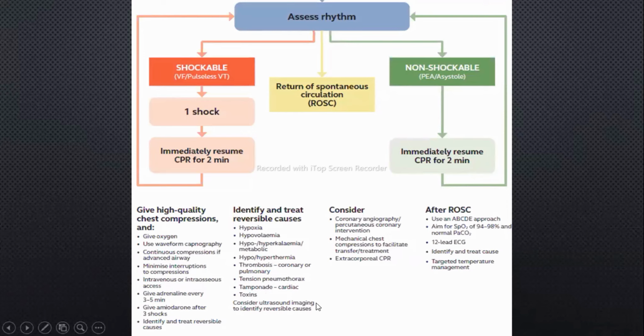Consider ultrasound imaging to identify reversible cause. Also consider coronary angiography, percutaneous coronary intervention, mechanical chest compression, and extracorporeal CPR.